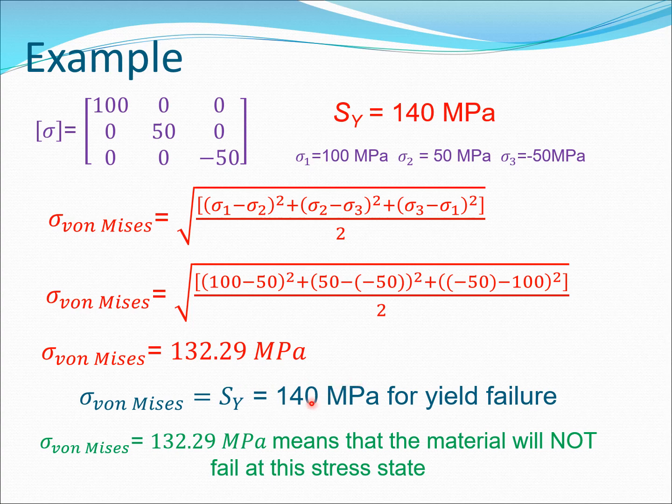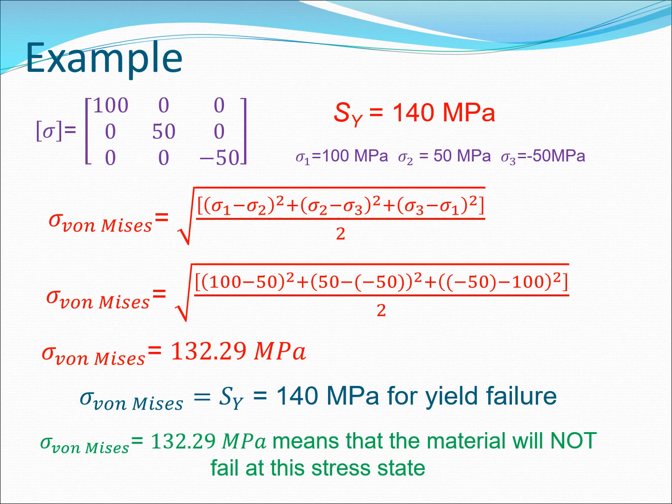Now you can see that failure would take place based on the von Mises criteria when sigma von Mises equals Sy, which is 140 megapascal. That's the requirement for yield failure. But in this case, sigma von Mises is actually 132.29 megapascal, so it is lower than Sy. That means according to the von Mises failure criteria, this material will not fail at this stress state.